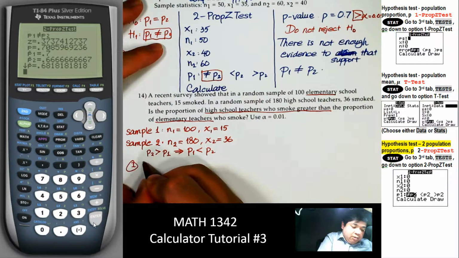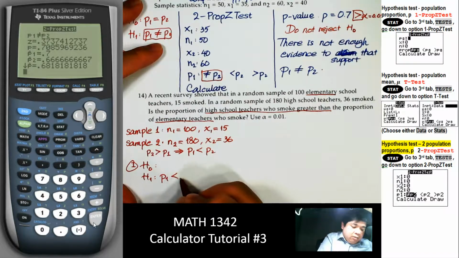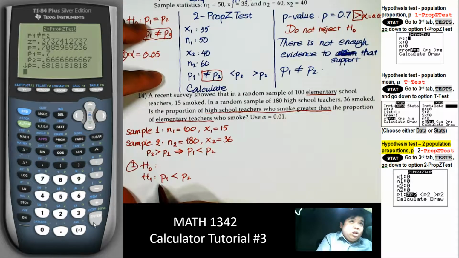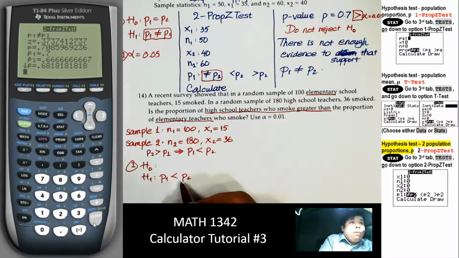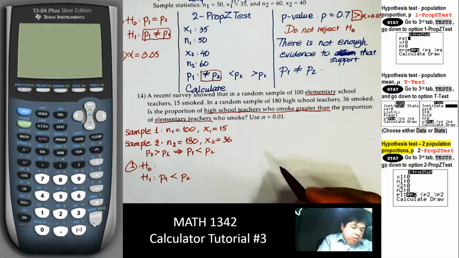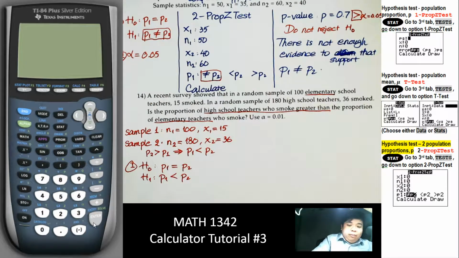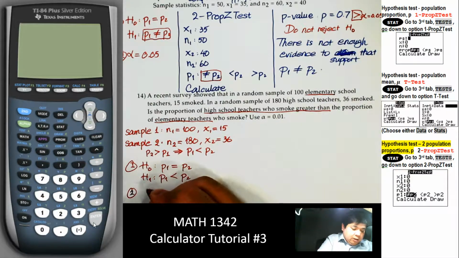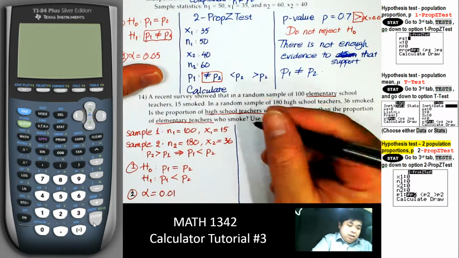So the first step, set up the hypothesis. P1 is less than P2: the elementary school teachers smoke less than the high school teachers, or high school teachers smoke more than the elementary school teachers. This will always have alpha equal to 0.01, and the test will be the same as this.